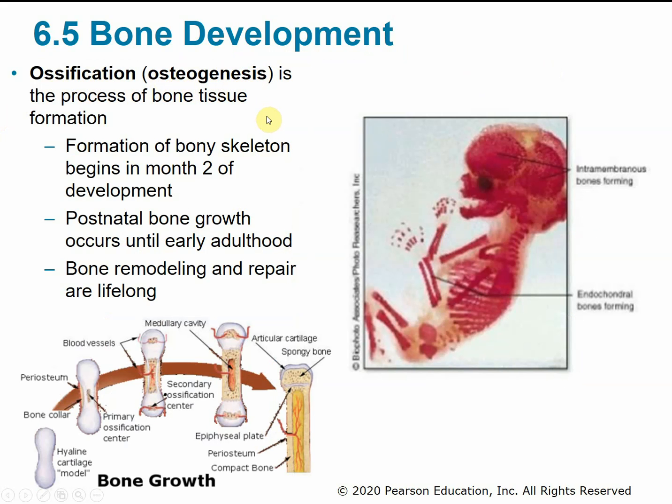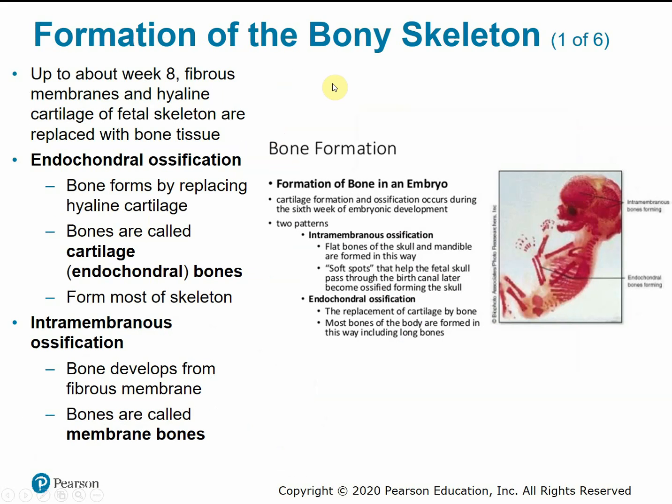So once the skeleton is fully formed, it will continue to grow until early adulthood. And then bone remodeling and repair can occur throughout life. So bone remodeling and repair are lifelong. So no matter how old you are when you break a bone, it will still eventually heal. So up until this process of ossification or osteogenesis begins, the skeleton is made out of hyaline cartilage, kind of as that template or scaffolding for the rest of the skeleton.